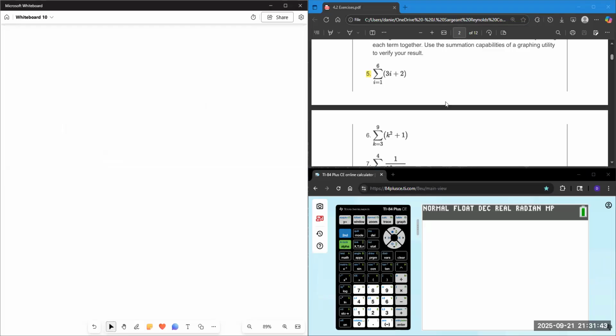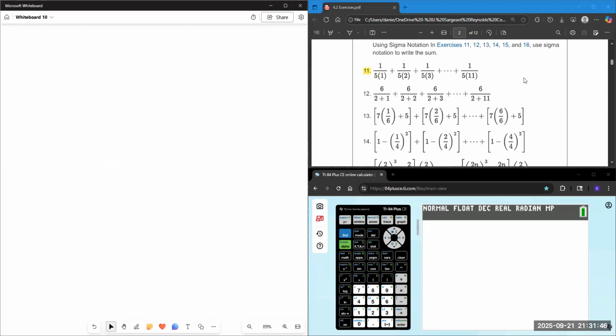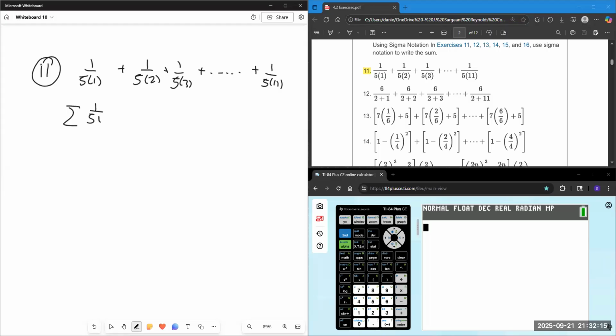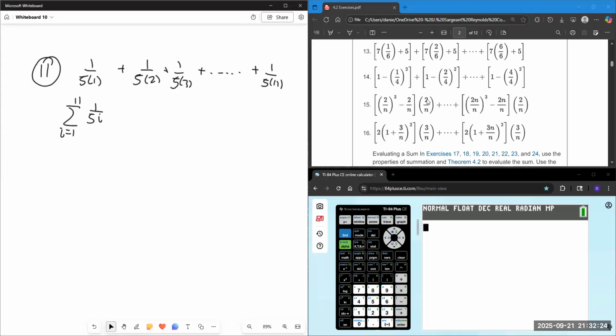So number 11 kind of goes the other way. We start off with the terms all written out, and we want to induce the pattern here. 1 over 5 times 1 plus 1 over 5 times 2 plus 1 over 5 times 3 plus dot dot dot plus 1 over 5 times 11 is going to be a summation since I'm adding all these terms together. 1 over 5i, i goes from 1 to 11. That's it. Let's move on now to the next problem.